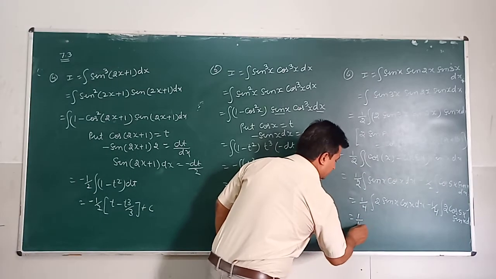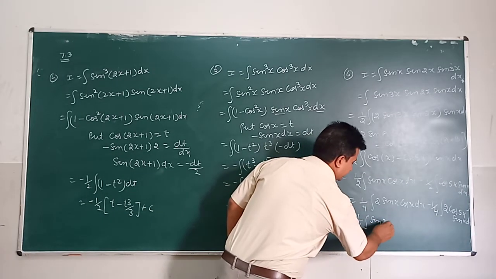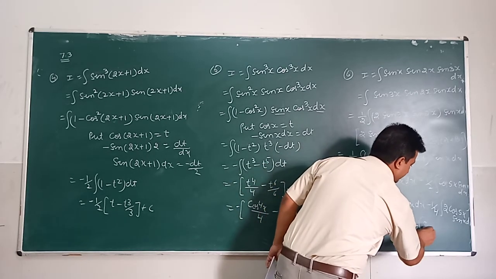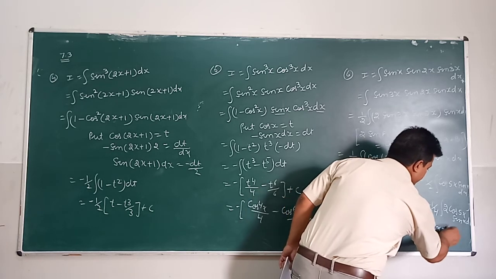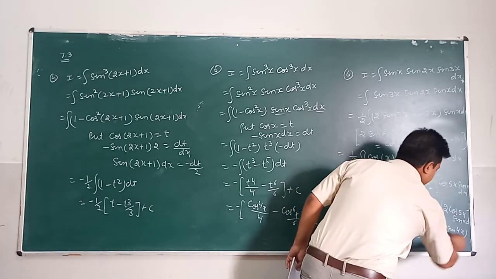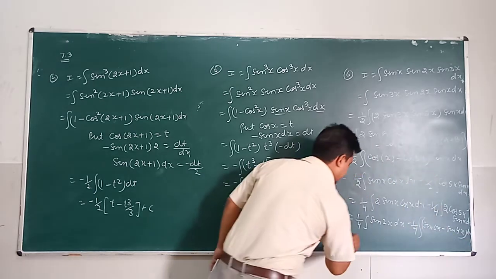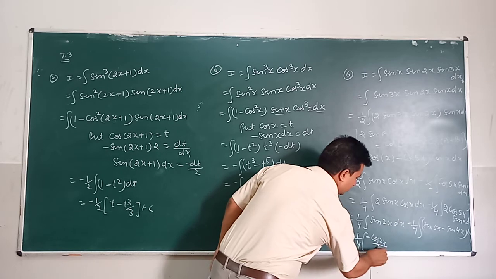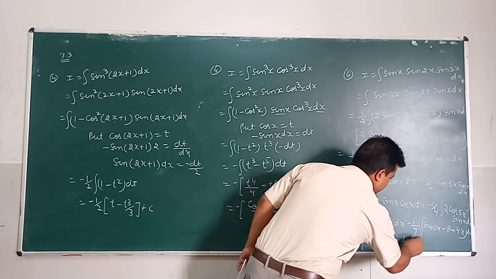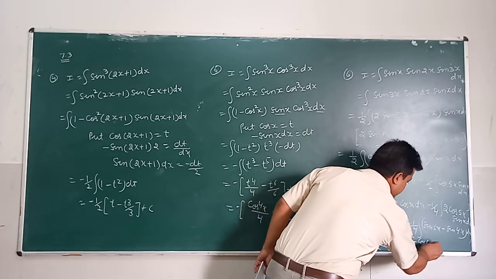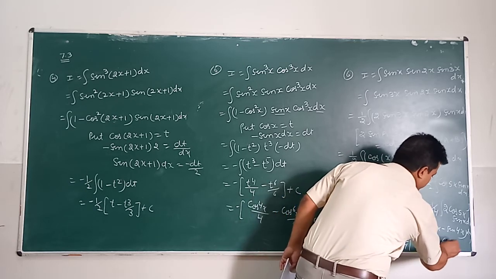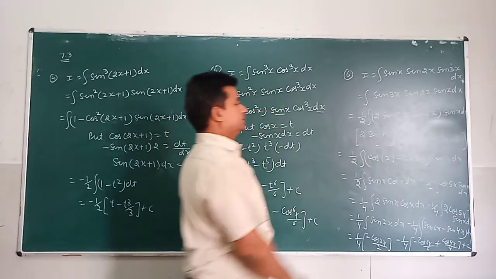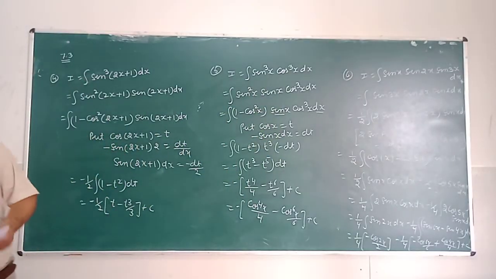This is the result of 2 cos a sin b, which is sin(a plus b) minus sin(a minus b). So its integration is 1/4 times minus cos 2x upon 2, minus cos 6x by 6 plus cos 4x by 4 plus c. This is the answer of this question.